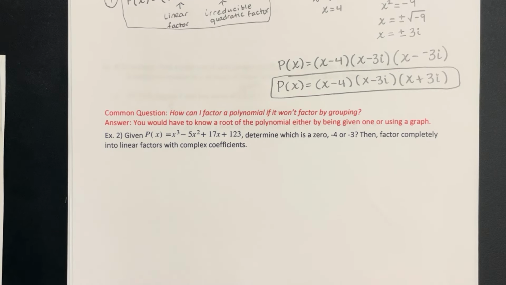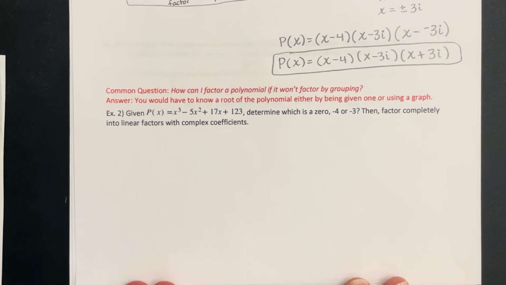So for number 2, we've been given a polynomial p of x is x cubed minus 5x squared plus 17x plus 123. And we want to determine which one of these is a 0, negative 4 or negative 3, and then factor completely into linear factors with complex coefficients. Now we've had some similar examples to this, but we didn't have imaginary numbers that came out of it.